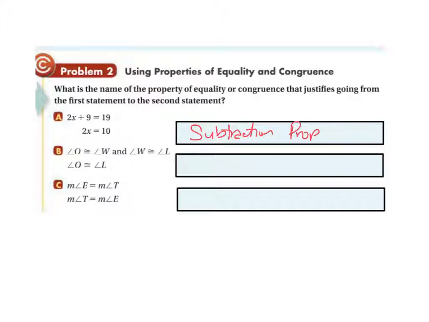All right, this next one, O is congruent to W. W is congruent to L, so O and L must be congruent. Do you remember which one that was? That is the transitive property.